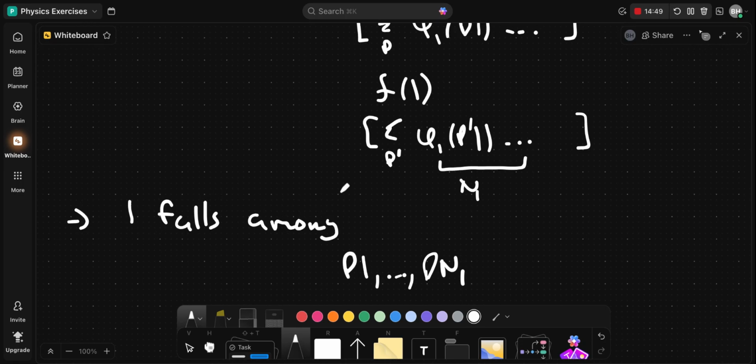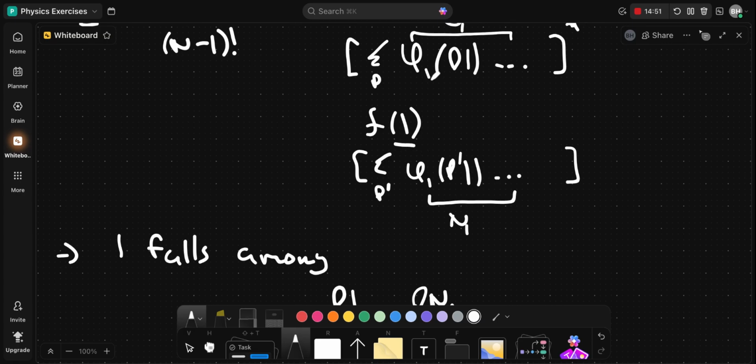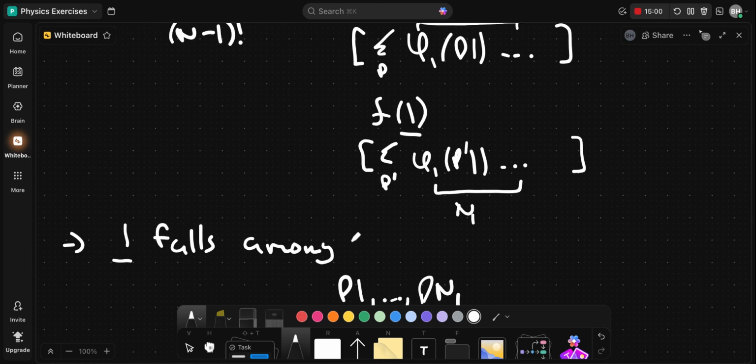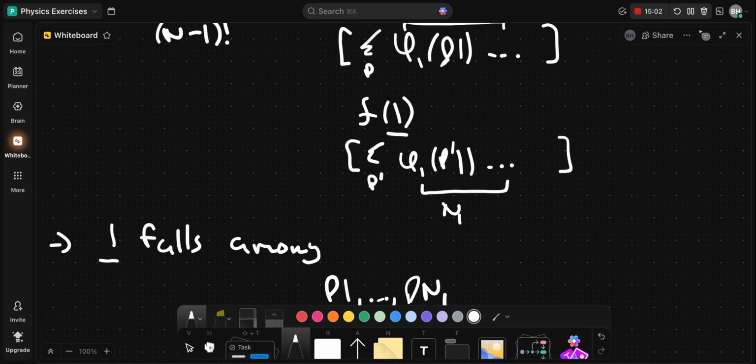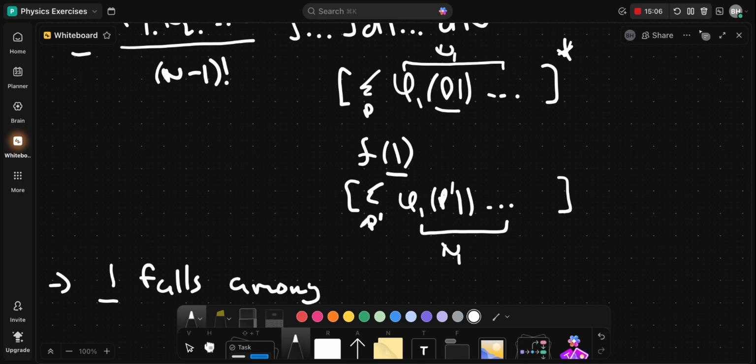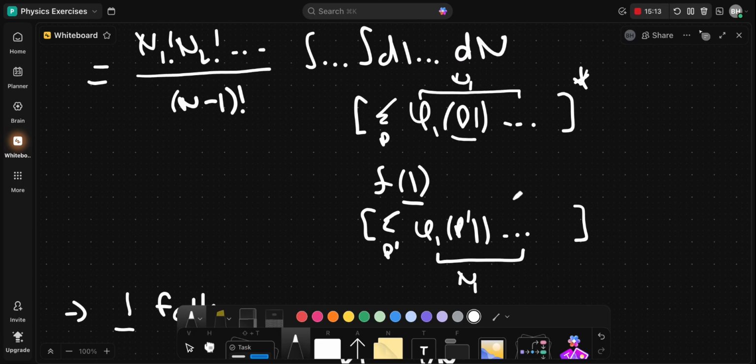Okay, so this is the one we are talking about, and we are only going to consider permutations here in which particle 1 falls among these coordinates, the first n1, and p1 falls among those coordinates as well. And now I'm going to rewrite this expression slightly.